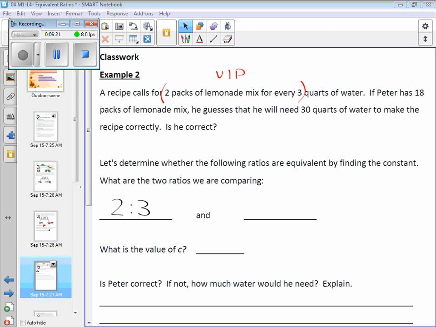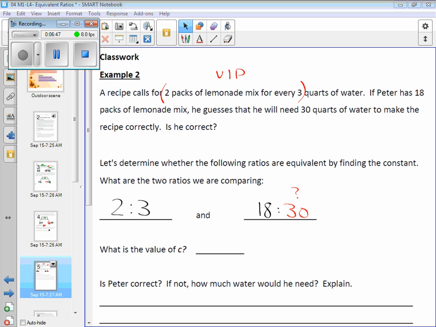18. Good, yes. That's the first part of our second ratio. What's the number that's in question? Ready, Grace? 30. What's the number? 30. Correct. This is the number we're not sure of. All right, here we go.